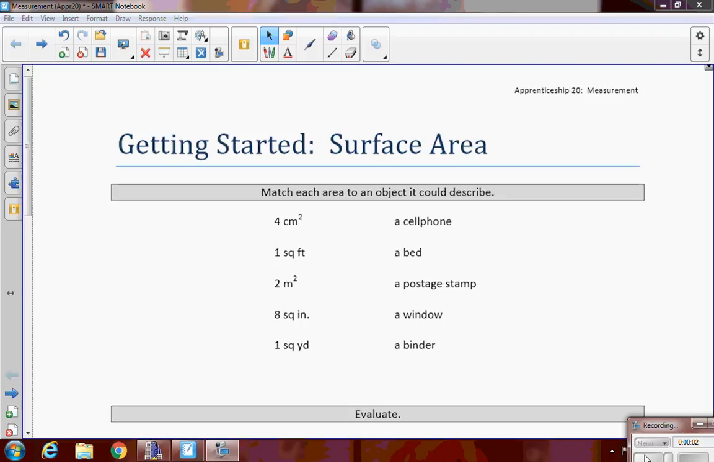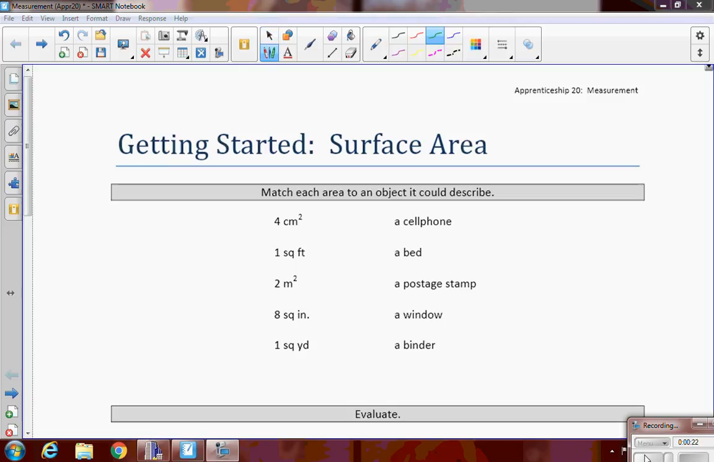Welcome to the first lesson in the unit of measurement. You should be watching this video as a way to check your work of the first self-assessment in the measurement unit. The stuff we're doing in this lesson, you should have some prior knowledge before we move forward in this course. So the first question says match each area to an object it could describe.